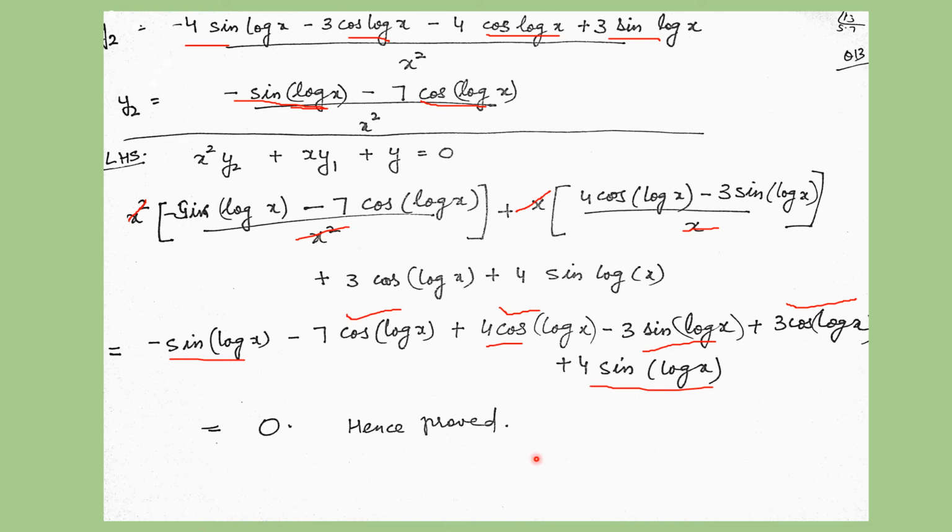So hence proved. Just as I told you, there is no need to worry in these types of questions. Calmly and coolly first calculate dy by dx, then you calculate d square y upon dx square, and then you will shuffle the terms, and obviously your answer will be very easy.